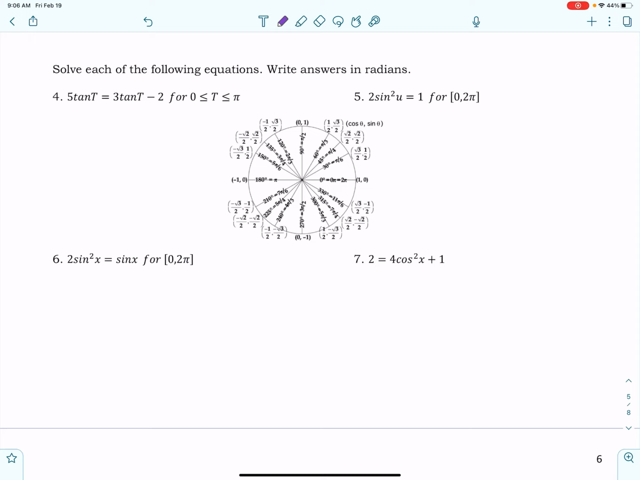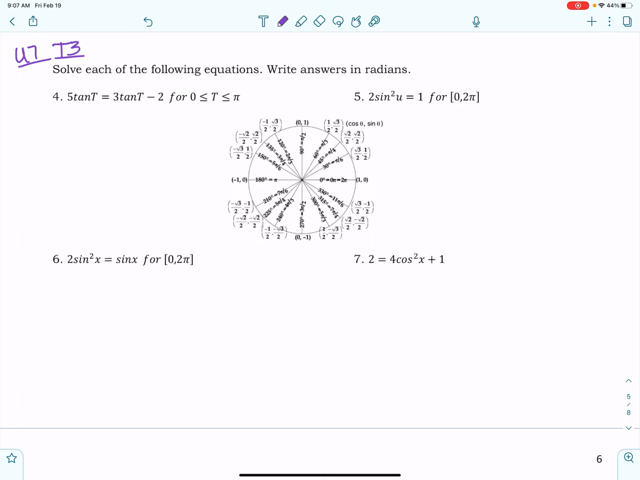Okay, pre-cal, in this video we are still in Unit 7, Topic 3, and we are continuing with solving trigonometric equations. Okay, so I'm going to start here with example 4. We're told to solve each of the following equations and write the answers in radians. Okay, and again, I have put my unit circle here for convenience, so I don't have to keep scrolling back and forth.